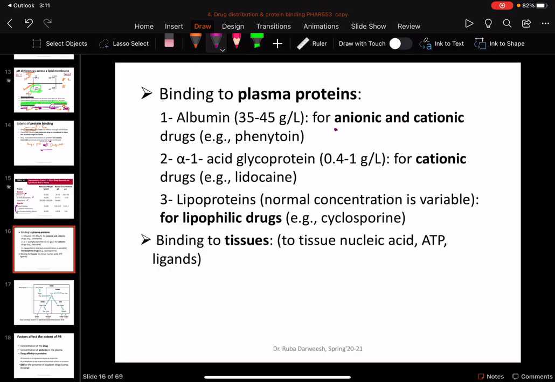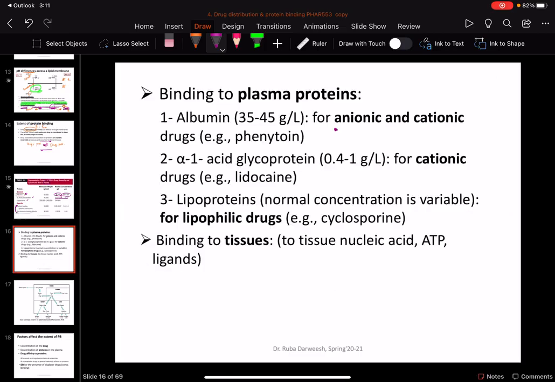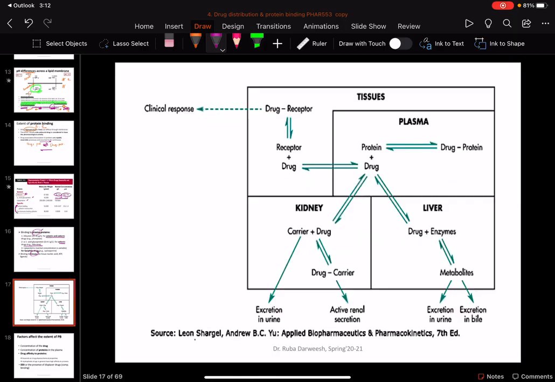And here, first of all, I said this is the main protein, and this is clear here with the concentration of the albumin, for example, compared to the acid glycoprotein, okay? And here showing you that each one of them binds to different drugs with different characteristics or nature. And as we have different proteins in the plasma, we have also different proteins in tissues, and the binding of the drug here or there depends on the characteristic of the drug and the affinity of the drug to this kind of protein.